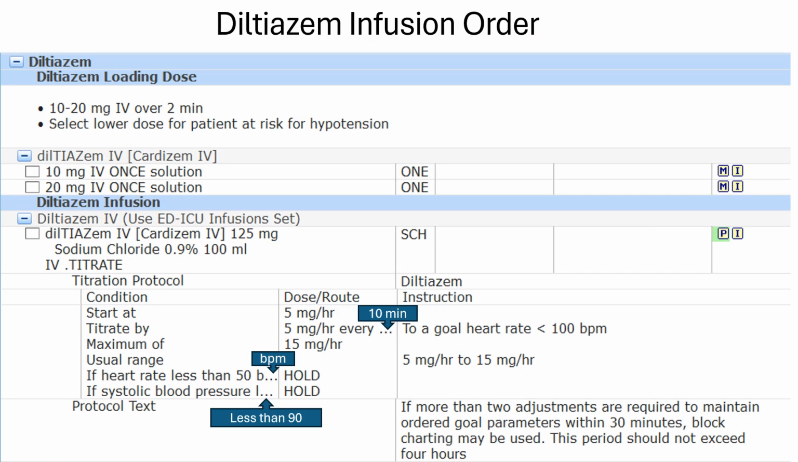So let's take a look together at this Cardizem order. If you look, the titration is to start at 5 milligrams an hour and to be titrated by 5 milligrams an hour every 10 minutes to achieve a goal heart rate of less than 100 beats per minute. Our max is 15 milligrams an hour, and here it shows some cautions to hold the medication if our heart rate gets down to less than 50 or a systolic blood pressure of less than 90.